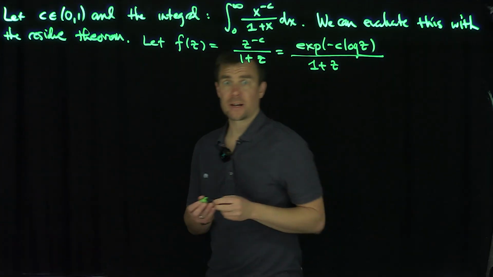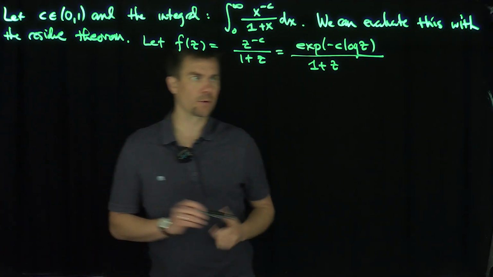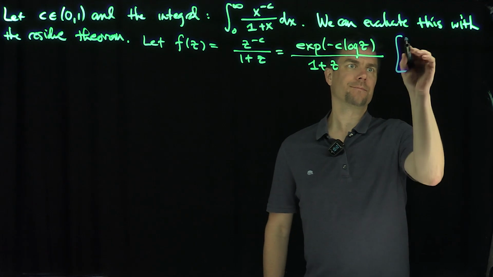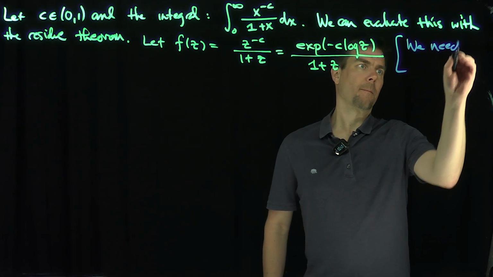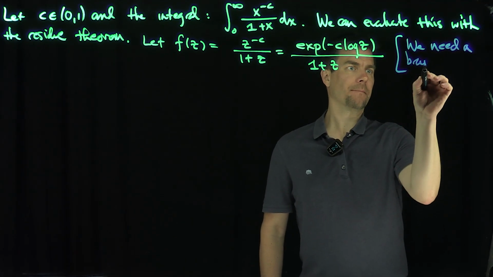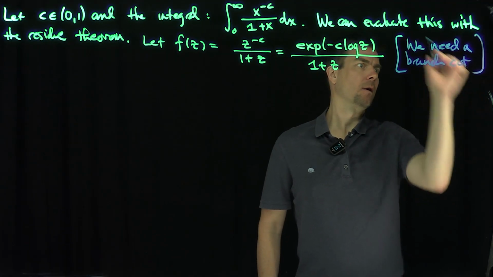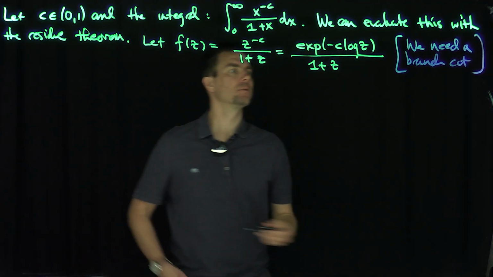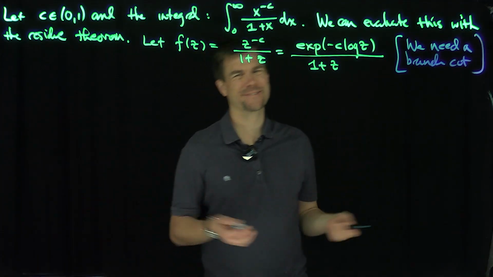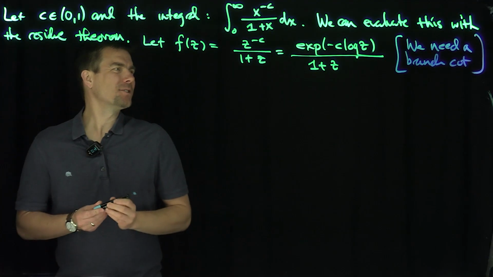And of course, remember our rules. Whenever I have a logarithm, I need to specify a branch cut. So we need a branch cut to write this down. You can pick your favorite branch cut, and one of my favorite branches is the principal branch. Okay, excellent.